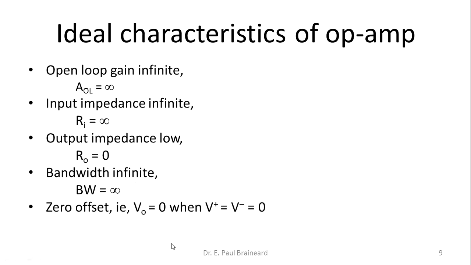Also, the operational amplifier should have zero offset, meaning when there is no input signal, there should not be any output signal. But the question is, why should there be any output when there is no input signal? There can be some voltage at the output because of supply voltage. An ideal operational amplifier should have zero output voltage when there is no input voltage.